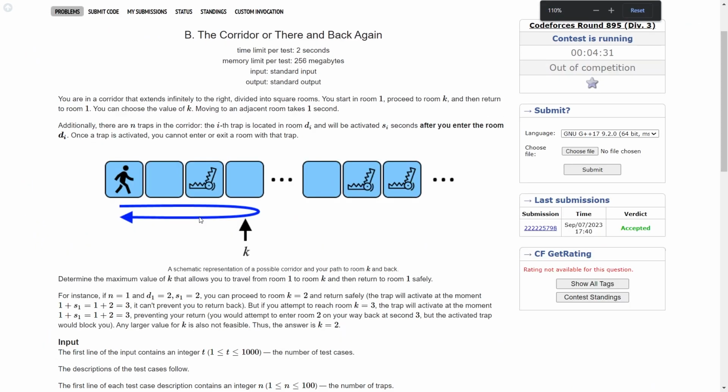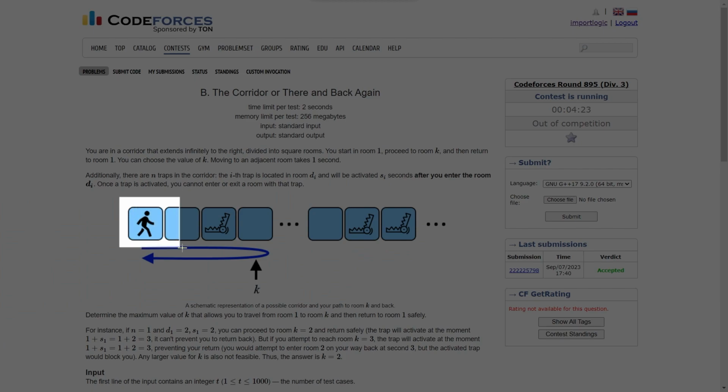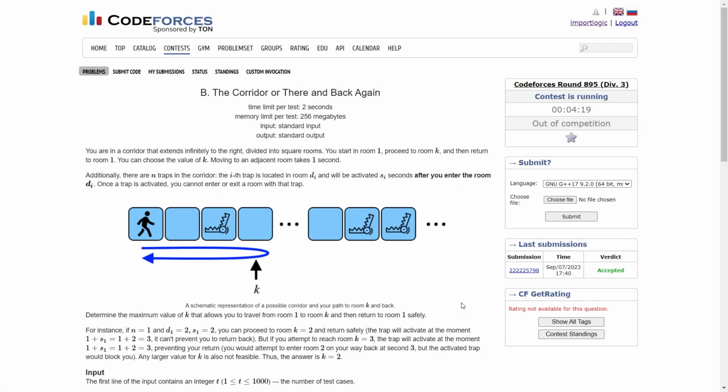Now let us have a look at this second problem. Basically this problem says that we are present at the first box. Let me just take this and I'll try to explain this particular problem with the help of this example.